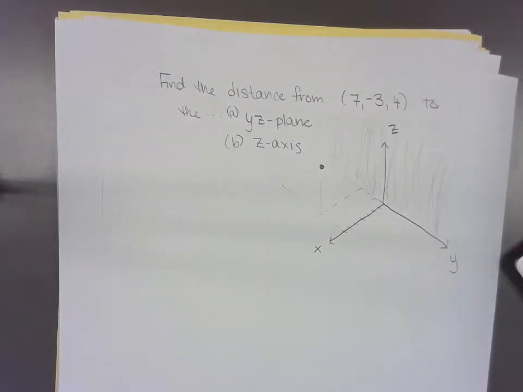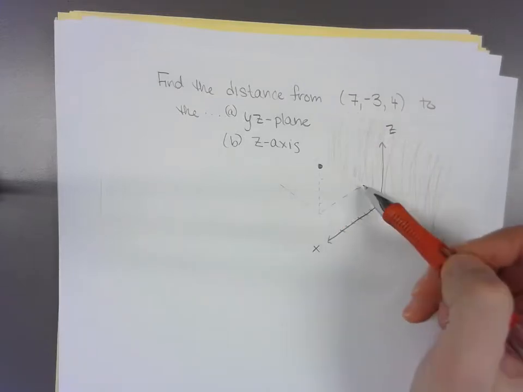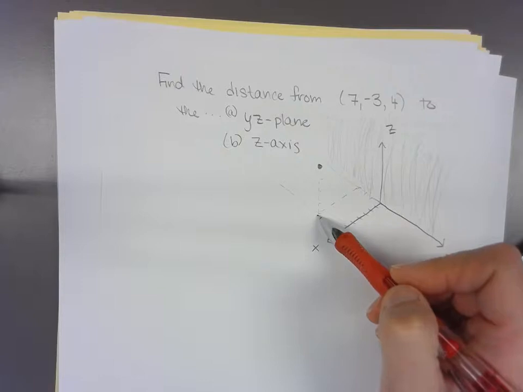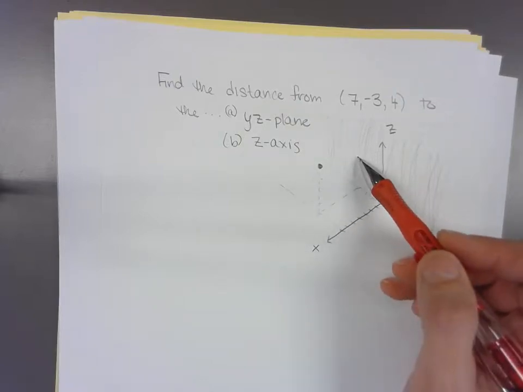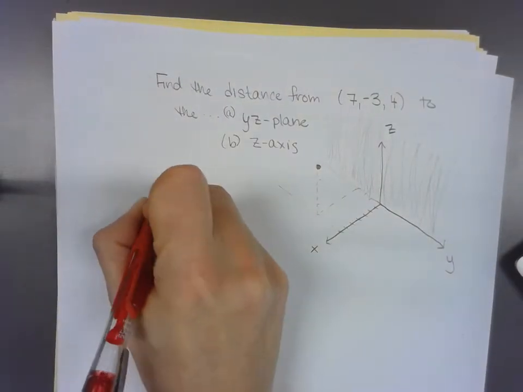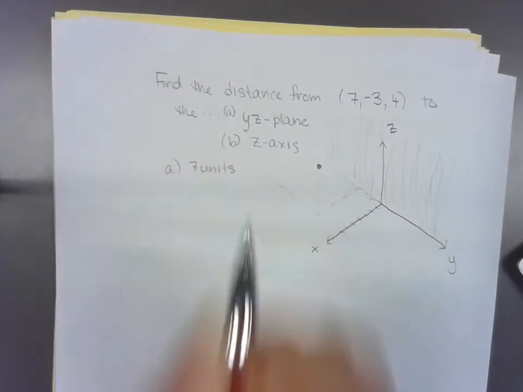If you go -7 in X, that's it, right? Because the first thing we did was come forward 7 units, so to get to the back wall, we just have to go back 7 units, which is like negative 7. So the distance to the YZ plane would be 7 units. Yep, and you can just say 7 units.